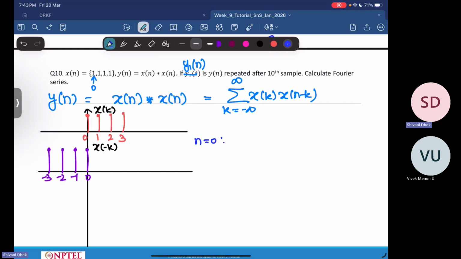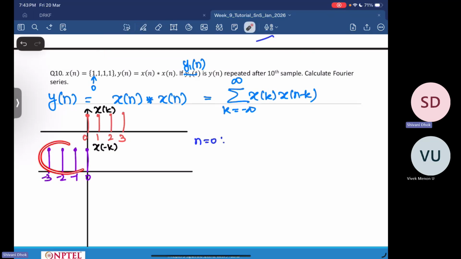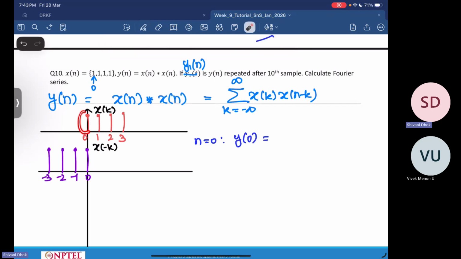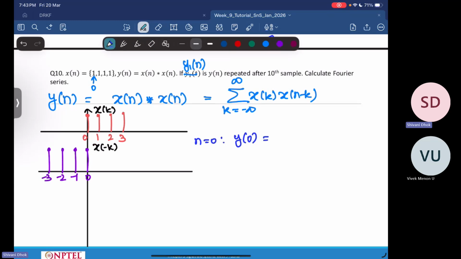Now if your n is less than 0, or basically when you shift this particular signal to the left side, there won't be any overlap. So the overlapping basically starts from n equal to 0. So for n equal to 0, your y of 0 is basically this into this, that is equal to 1.